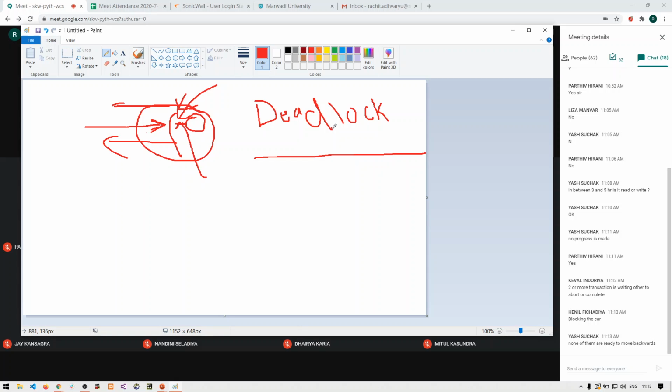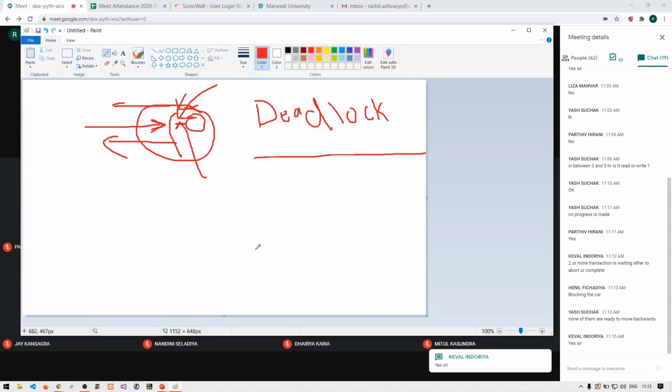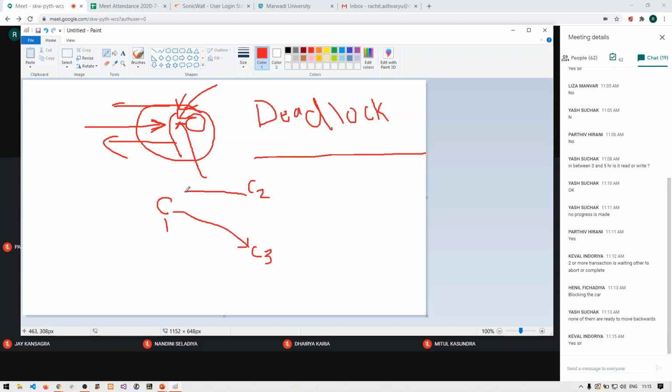Any doubts? Let us say here car 1, car 2 and car 3. Now car 1 wants to move in this direction, car 2 wants to move in this direction, and car 3 wants to move in this direction.